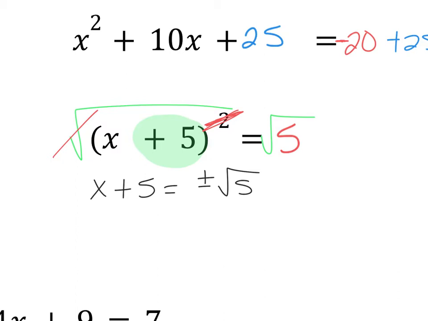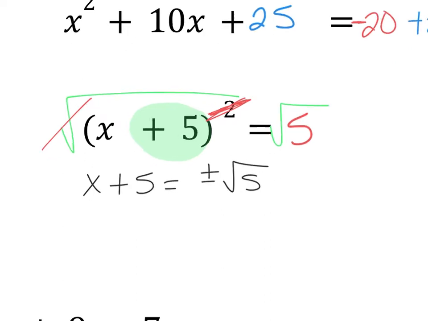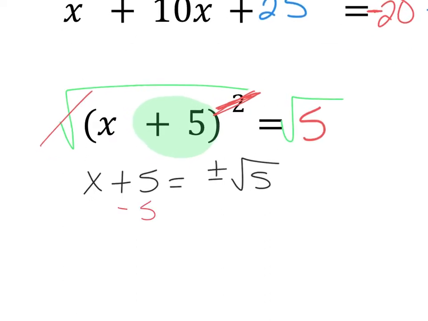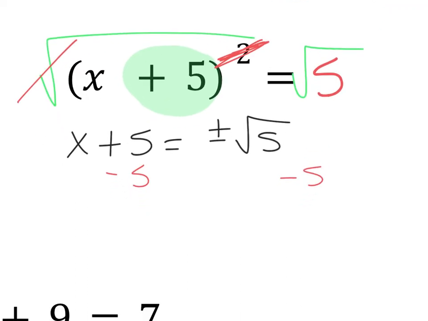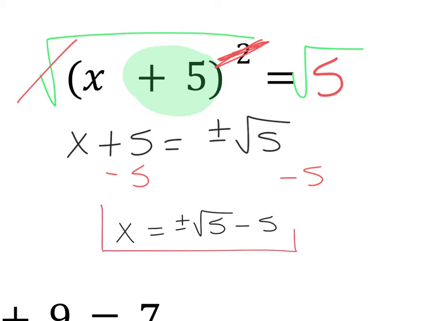Okay, so now I need to rewrite this with the x by itself. So I need to minus 5. I know there's a plus or minus in there, that's okay. So you can write this problem as x equals plus or minus square root of 5 minus 5, because you cannot add square roots and non-square roots. Okay, so there is your answer.